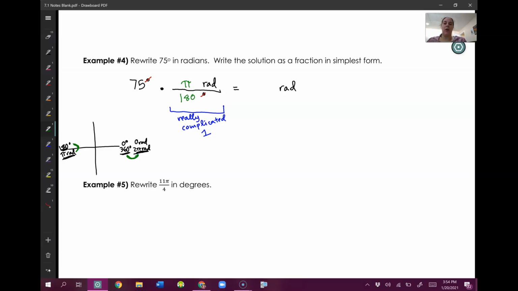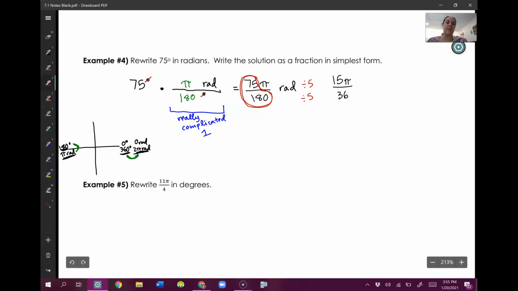So I have pi over 180 degrees. My degrees have canceled. I have radians left. And I'm left with 75 times pi on top and 180 on bottom. Now, I do want to simplify this fraction. So I notice, hey, 5 goes into both of those. So let's divide the top and bottom by 5. Well, 75 divided by 5 is 15. 180 divided by 5 is 36.